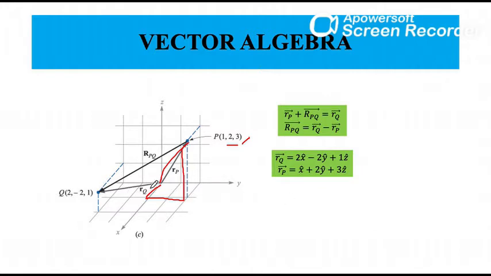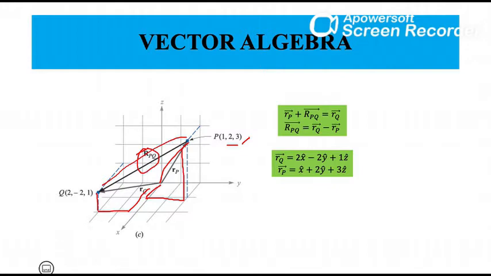Again, I am moving 2 units along the x-axis, -2 units along y, meaning in the opposite direction of y, and then 1 unit along the z-axis. So you have a vector r_pq, which is directed from p to q. This vector is not defined in terms of the origin. So how am I going to describe this vector r_pq? Here is where vector addition will come to help us.